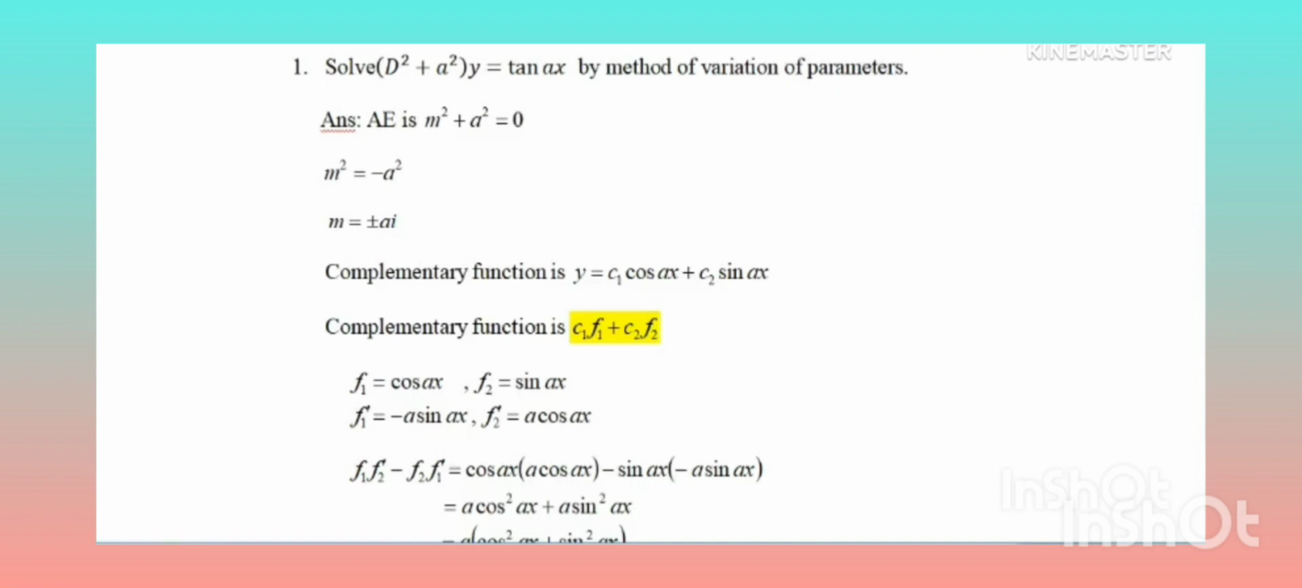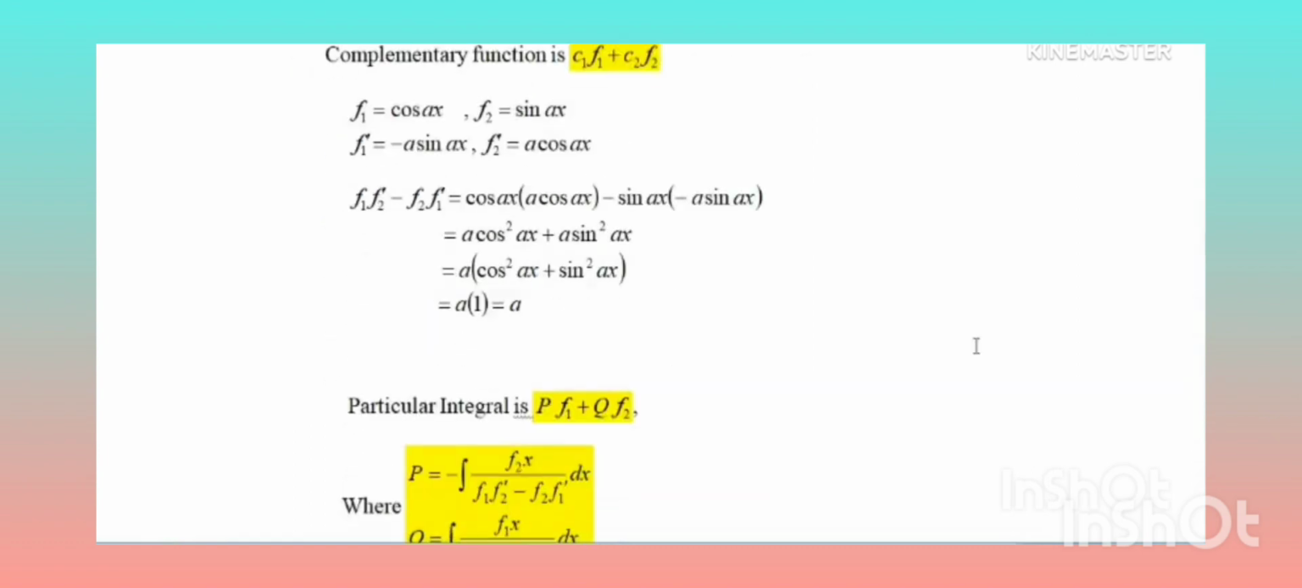So next you have to compare with the original complementary function c1 f1 plus c2 f2. What is f1? What is f2? So f1 is equal to cos ax, f2 is equal to sin ax. f1 dash, you have to differentiate one time with respect to x. So cos ax, if you are differentiating, you will get minus a sin ax. f2 is equal to sin ax, so f2 dash is equal to a cos ax. So f1 f2 dash minus f2 f1 dash, this is called the Wronskian.